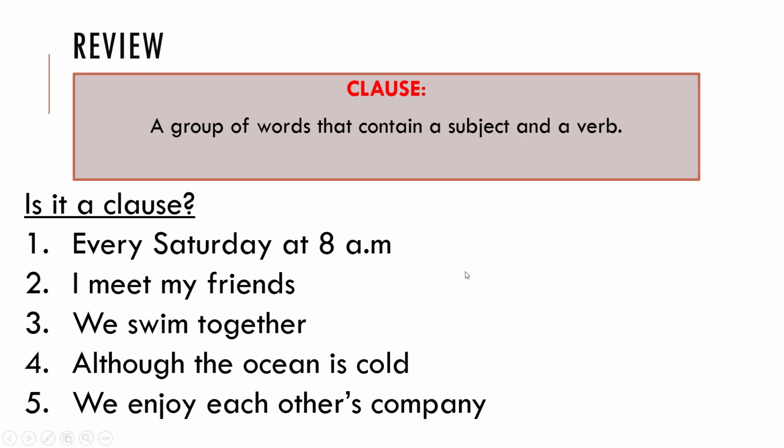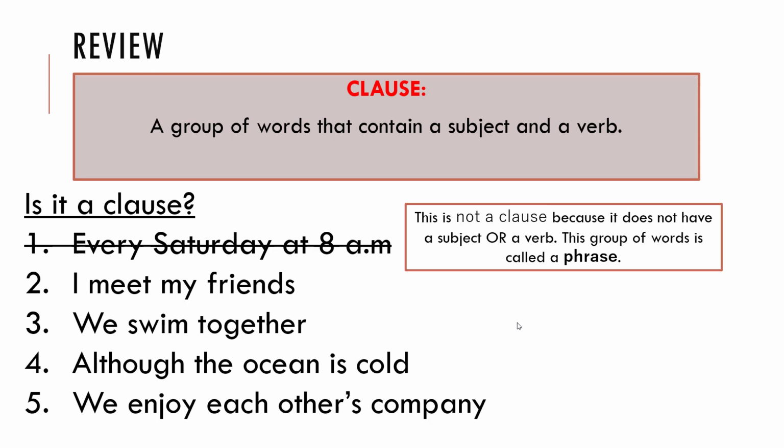Look at these sentences below and decide which one is a clause and which one is not a clause. Remember, a clause must have a subject and a verb. So all of these are clauses except number 1. Every Saturday at 8 a.m. There is no verb in this sentence.